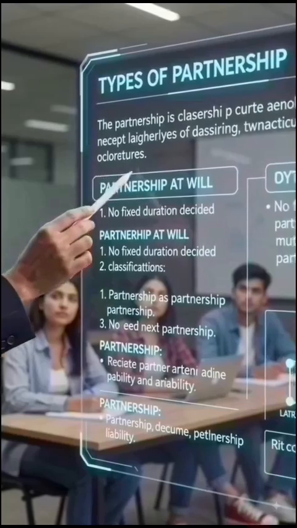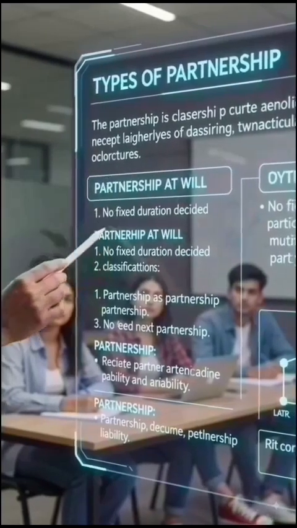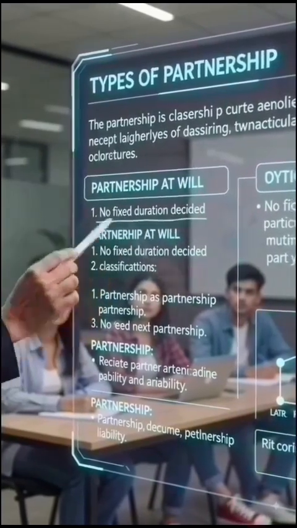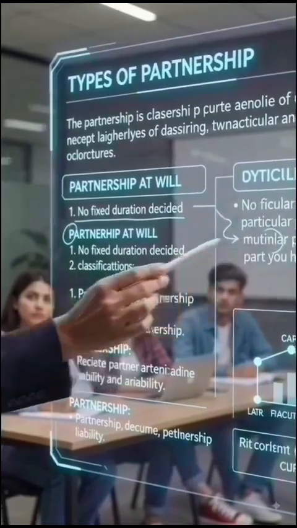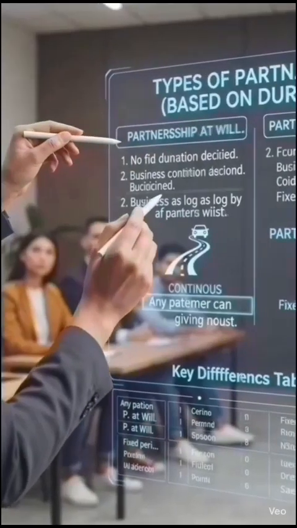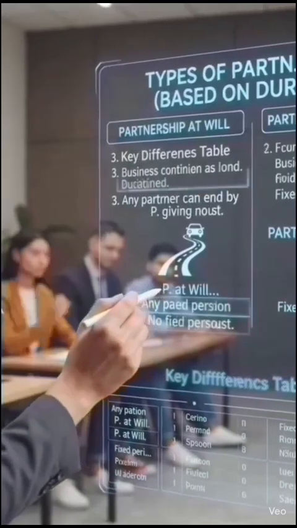Partnership is classified on the basis of duration and liability. On the basis of duration, it is classified into 2 parts. 1. Partnership at will. 2. Particular partnership. Partnership at will, no fixed duration. Any partner can end it by giving notice.